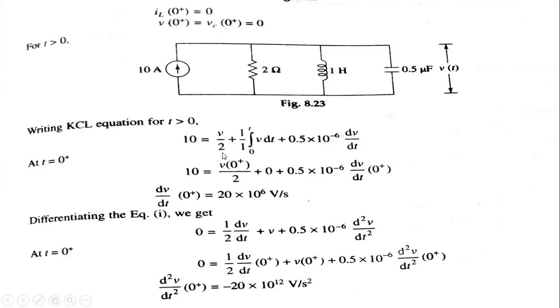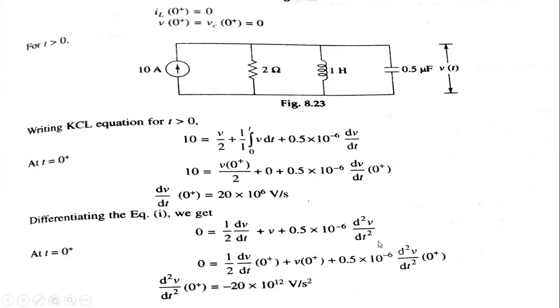How can we write this? v/R is nothing but v divided by 2. For the inductor, (1/L) times the integral from 0 to t of v dt, plus C dv/dt for the capacitor. So at t = 0+, substitute the value of 10 here, and v at 0+ divided by 2, and the integral term will be 0, and the C is 0.5. So finally you will get dv/dt at 0+ is nothing but 10 into 2, which is 20, so 20 times 10 to the power of 6, that is 20 × 10⁶ volt per second.